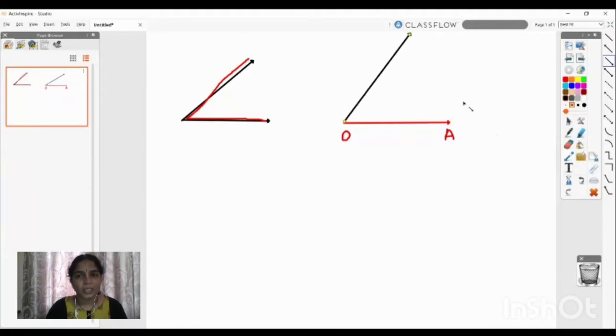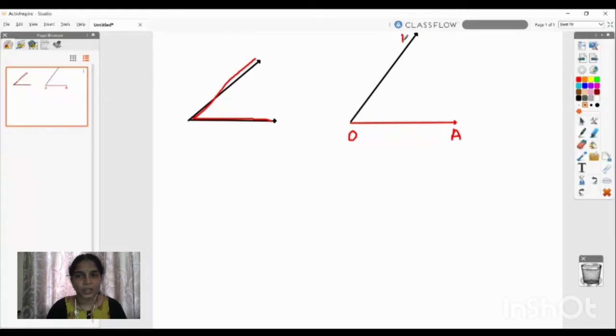Then what is it that is changing? Is it the length of OA or the length of OB? Let's name this B. Is it changing? This one? No. What is changing is this part, the space, what you can call, between the OA and OB, that is what is changing. So when we have to mark an angle, we have to mark it this way. Okay, it is not the arms.